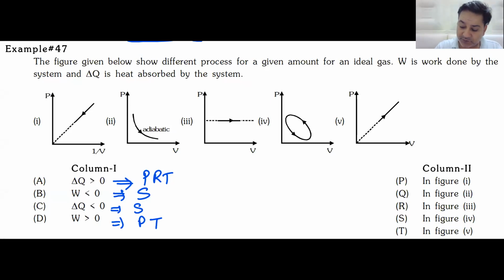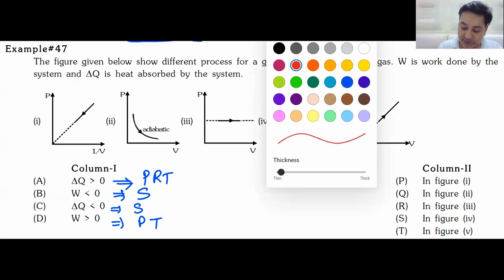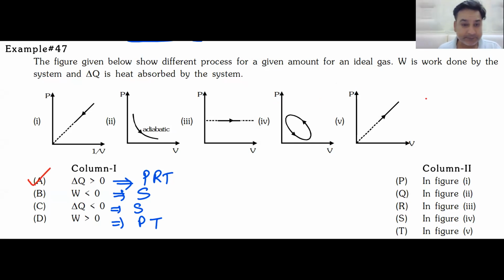Let's go about it. Your first answer is correct. Do you want me to explain this? You understand this? Yes or no? Your second option is also correct. Your third one is also correct, but your fourth one, your 2 options are missing. The correct answer is P, Q, R, and T. P, Q, R, and T.